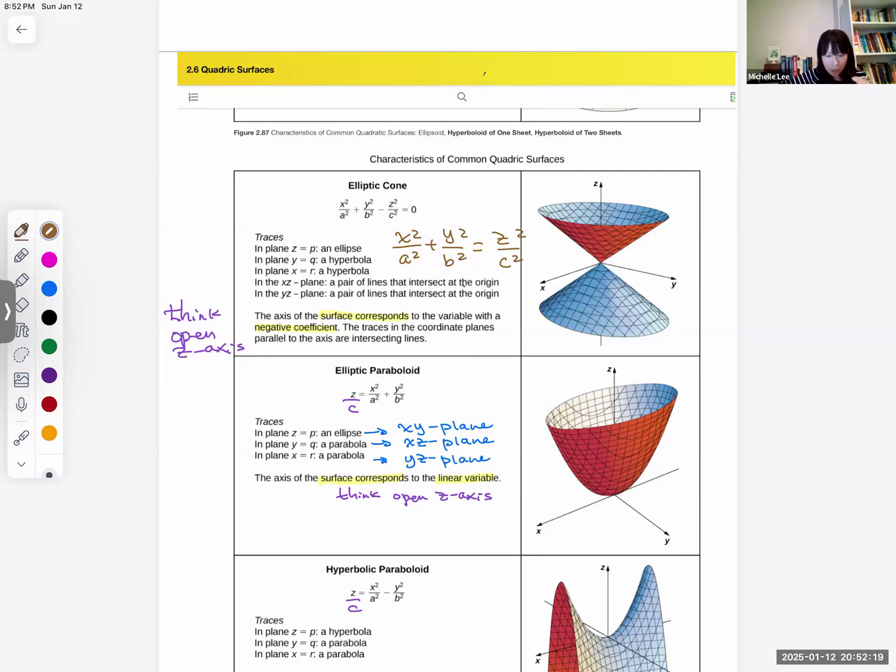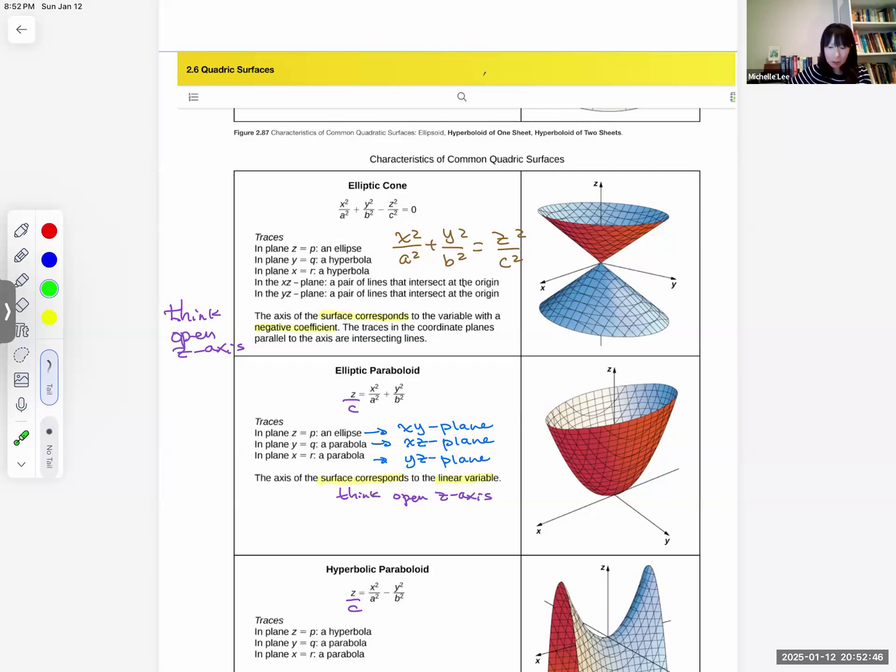And then look, the axis of a surface corresponds to the variable with negative coefficient. So in that case, the z has negative, right? That means open z-axis. Open z-axis means the shape looks like that. This is open z-axis. Can you see that?